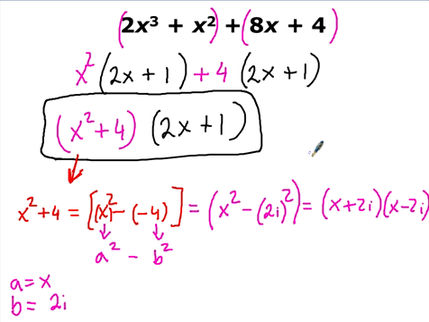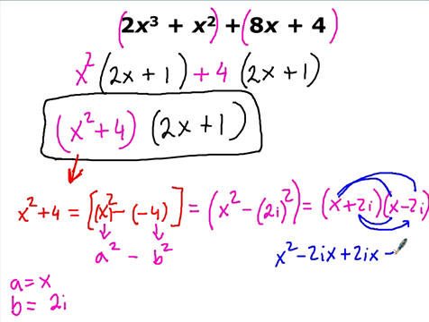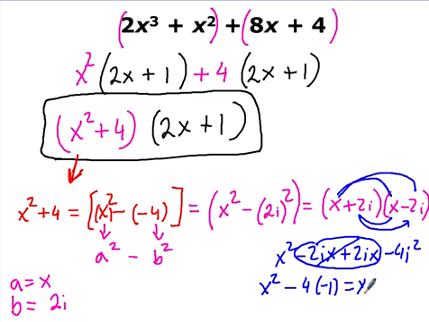And let's check if that gives us our original problem. x times x is x squared. x times negative 2i would be negative 2ix, plus 2ix, and then 2i times negative 2i would be negative 4i squared. So negative 2ix and positive 2ix would cancel. We'll be left with x squared minus 4 times negative 1, which would be x squared plus 4.